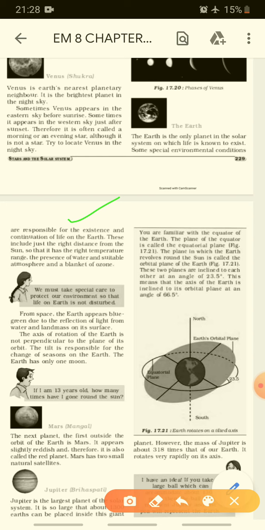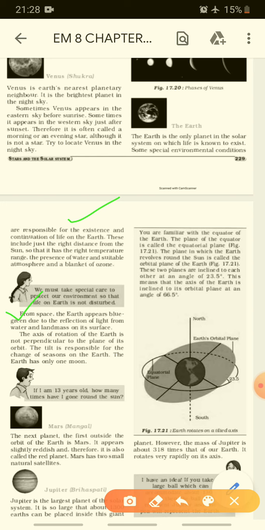This includes the right distance from the sun. Yes, we experience day and night, as the rotation of the earth keeps on moving. The Sun is at its own place, but we experience day and night. It also has the right temperature range, the presence of water and suitable atmosphere, and a blanket of ozone layer. From space, the earth appears blue-green.